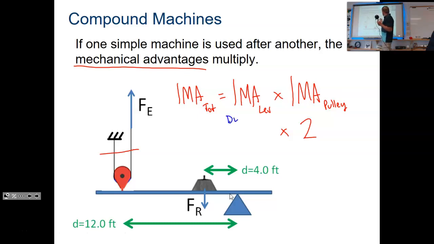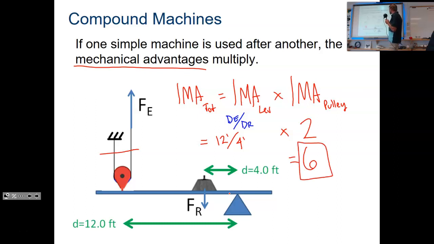IMA, ideal mechanical advantage. The distance that I'm exerting is 12 feet. The distance of resistance is 4 feet. So that's going to be 3. So 3 times 2 is equal to 6. So the ideal mechanical advantage for this compound machine, this machine that has more than one simple machine, is 6.